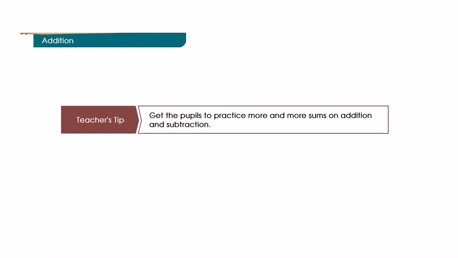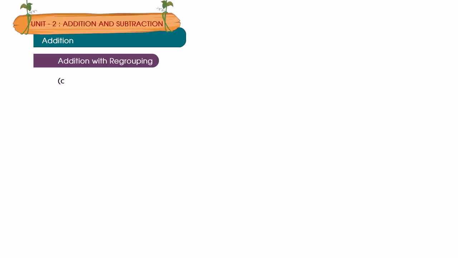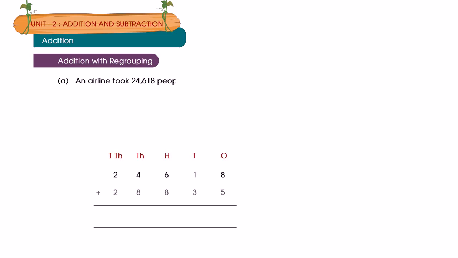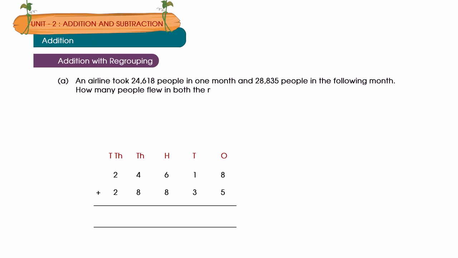Teacher's tip. Get the pupils to practice more and more sums on addition and subtraction. A. An airline took 24,618 people in 1 month and 28,835 people in the following month. How many people flew in both the months?